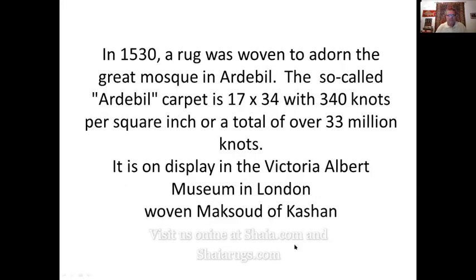And what we're going to do now is show you a few of the great rugs from the Safavid dynasty. Probably one of the most famous, if not the most famous, is what's known as the Mosque at Ardabil carpet. It wasn't actually woven in Ardabil, it was woven for a mosque in Ardabil. The so-called Ardabil carpet is 17 by 34 feet with 340 knots per square inch. It's 17 wide by 34 feet long. 340 knots per square inch means it has over 33 million knots. It's on display in the Victoria and Albert Museum in London, and it was woven by Maksud of Kashan.